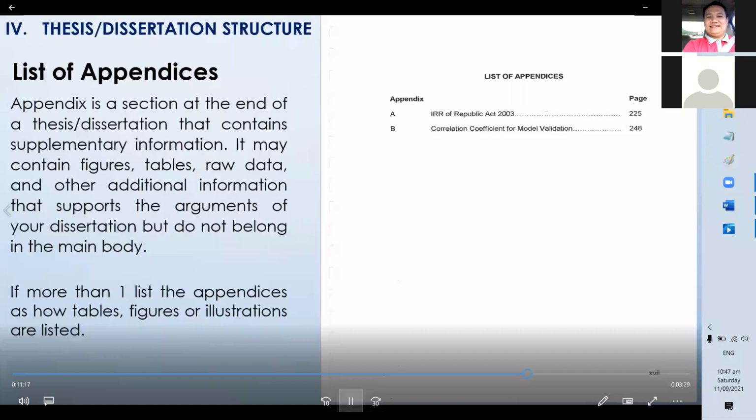List of appendices. Appendix is a section at the end of a thesis or dissertation that contains supplementary information. It may contain figures, tables, raw data, and other additional information that supports the arguments of your dissertation but do not belong to the main body. If more than one, list the appendices as how tables, figures, or illustrations are listed.